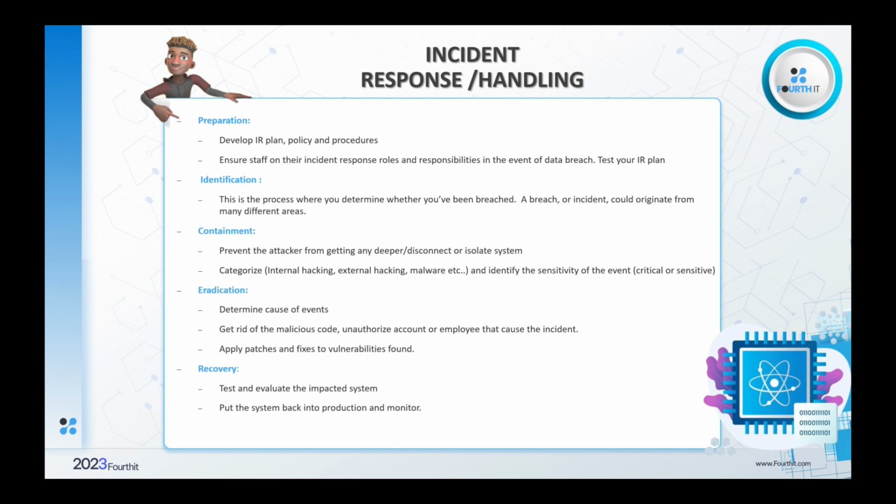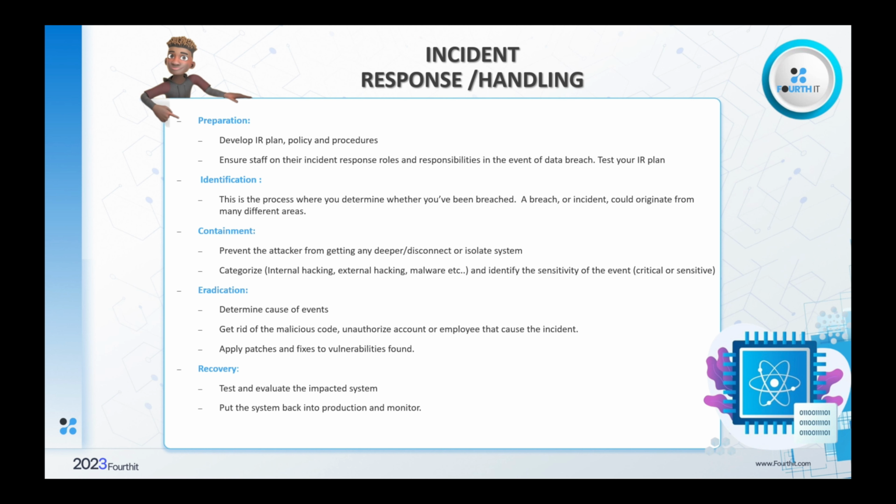And I want us to be able to run through them real quickly so that you have a better understanding. Now, the first step is that we need to be able to prepare. Preparation is always key. Developing an incident response plan is the key thing that we need. And you need to make sure you have a policy and a procedure. We also need to ensure that our staff are being trained on incident response. So we are saying that we need to ensure staff know the incident response roles and responsibilities in the event of data breach. And then you need to test the incident response plan and make sure that every role is functioning as they are supposed to.